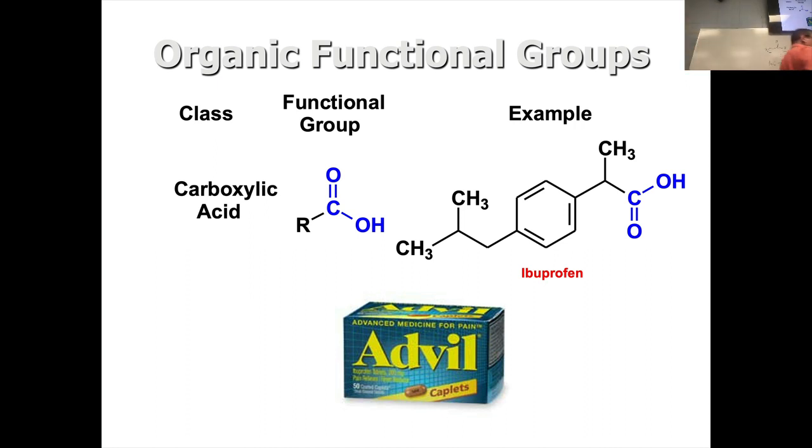Ibuprofen. What is ibuprofen useful for? Inflammatory, painkiller. Yeah, it's a painkiller. It's an anti-inflammatory. People take it to help reduce fever. People take it because they get a headache, right? So you leave class, you got a headache, you might take some ibuprofen. If it did not have the carboxylic acid functional group, it would not work. It's very important that that functional group be there, okay?